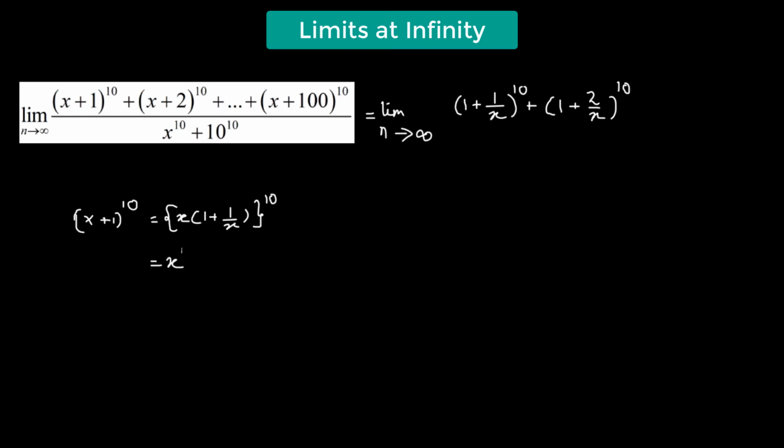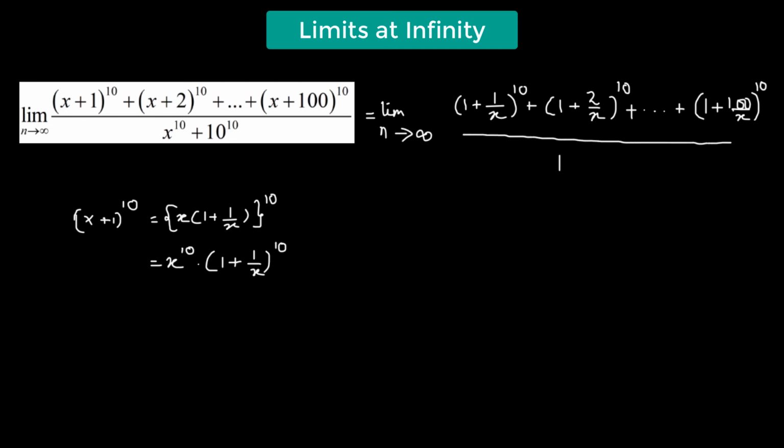Then we have x raised to the power of 10 times 1 plus 1 over x raised to the power of 10. And on dividing by x raised to the power of 10, that gives us the first term, which is 1 plus 1 over x raised to the power of 10, plus dot dot dot, all the way up to the final term, which is 1 plus 100 over x raised to the power of 10, divided by 1 plus 10 raised to the power of 10 divided by x raised to the power of 10.